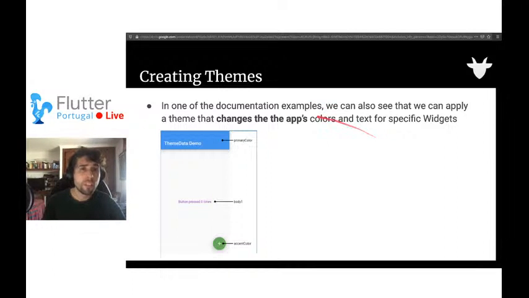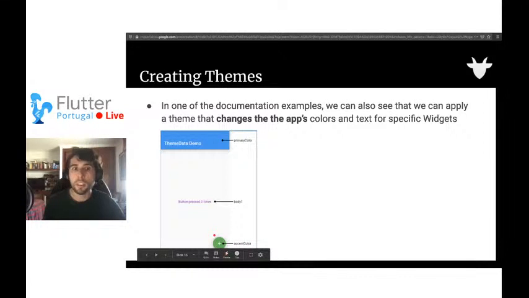So if you look again at the documentation, we see that we can change some specific values. First, we see that at the top, in the example, we have the primary color. This is going to be applied, for example, to the app bar, and the accent color is going to be applied, for example, to the floating action button. If we want to change the text style for the body, we can do it by using the textTheme of body1.